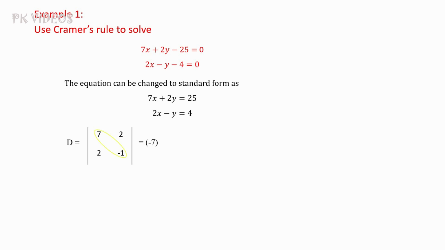We multiply first row first column with second row second column minus second row first column times first row second column. We get the determinant negative 11. Since the determinant is not equal to 0, therefore the solution exists.